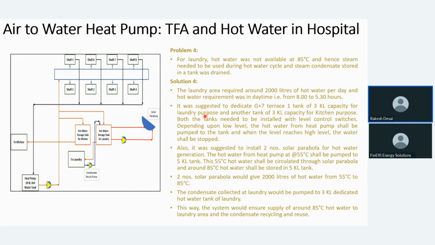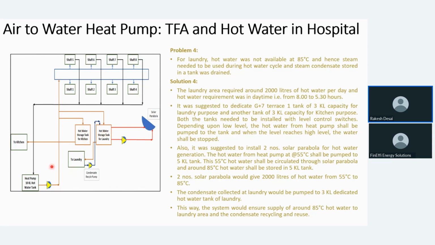So instead of putting any additional tank, what we suggested them is that on the G+7 terrace, where they were having two 3 KL tanks, to dedicate one tank for laundry and one tank for kitchen. Now these tanks would need to be installed with level control switches, and depending upon the level control, the hot water from the hot water pump, which is in continuous circulation 24/7, would be added here to maintain the level in both the tanks.